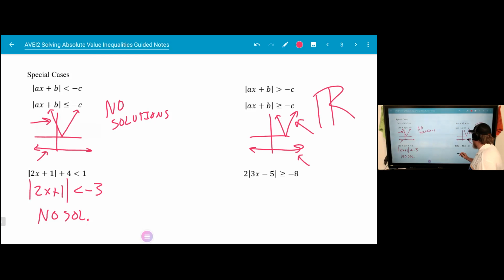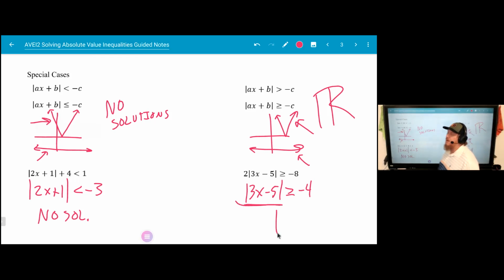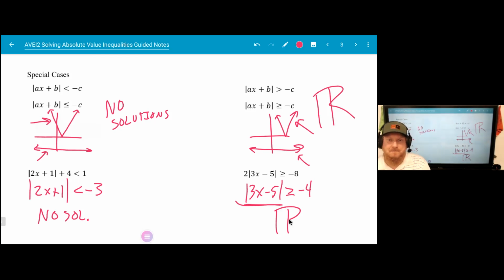So let's see what this looks like. Isolate, again, 3x minus 5 in the absolute value greater than or equal to -4. All of this absolute value has to be above the negative number. You get all real numbers as your solution.